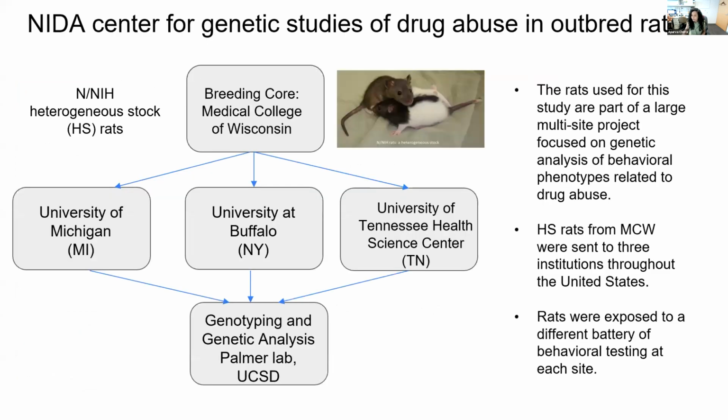And so the rats that we've used for this study are part of a large multi-site project which focused on genetic analysis of behavior phenotypes which are related to drug abuse. And so the heterogeneous stock rats were sent to three different phenotyping centers throughout the US for phenotyping, and the rats were exposed to a different battery of behavior testing at each of these sites. And the Palmer Lab was involved in genotyping and performing genetic analysis of these behavior traits.